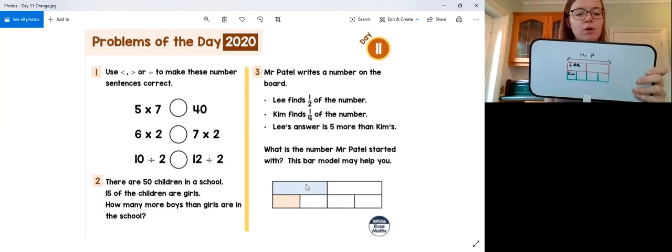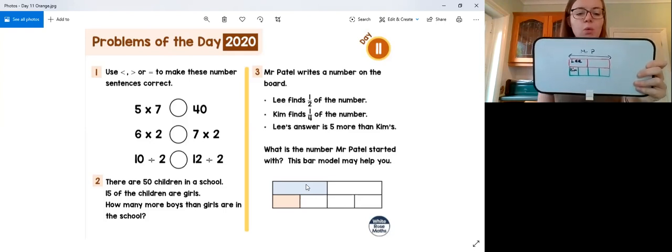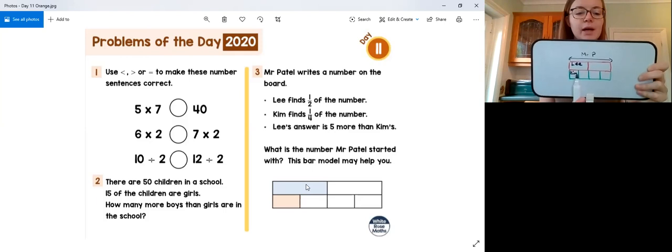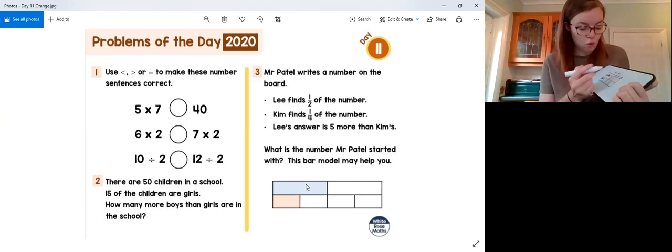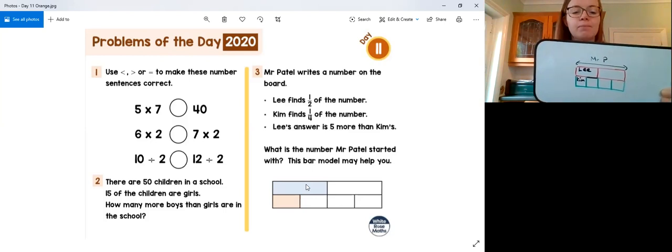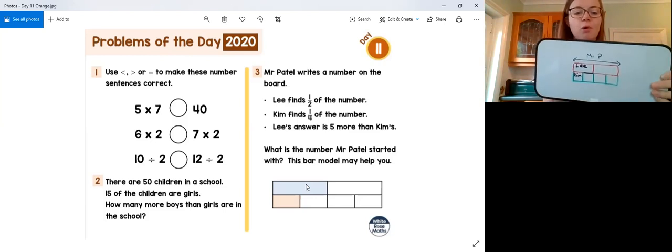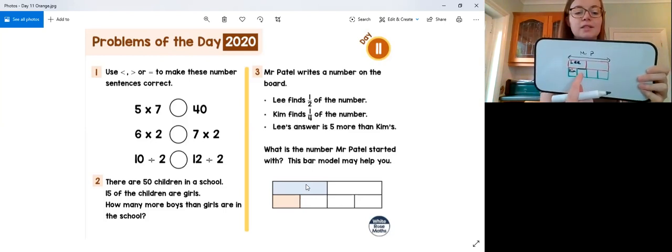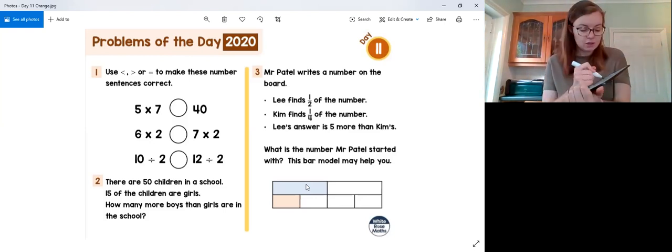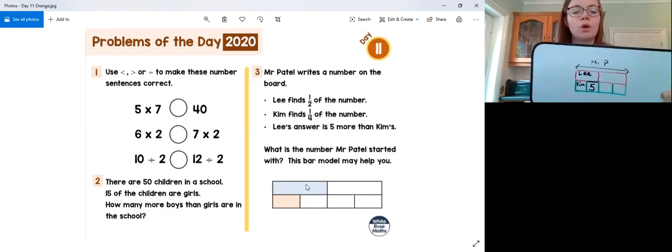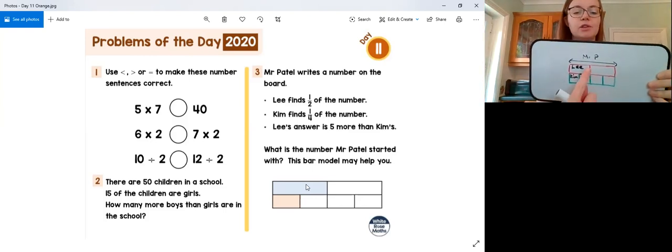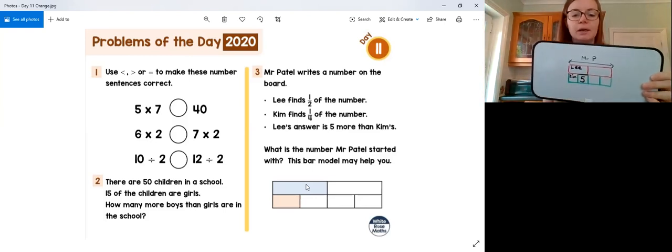We are then told that Lee's answer is 5 more than Kim's. So where is that on our bar model? Well, Kim's number stops here and Lee's number stops here. So the gap between Kim and Lee's number, that black line there, represents the 5 more. And actually that black line is the same as one of these green boxes. So I'm going to label that with a 5 because Lee's number is 5 bigger than Kim's number.